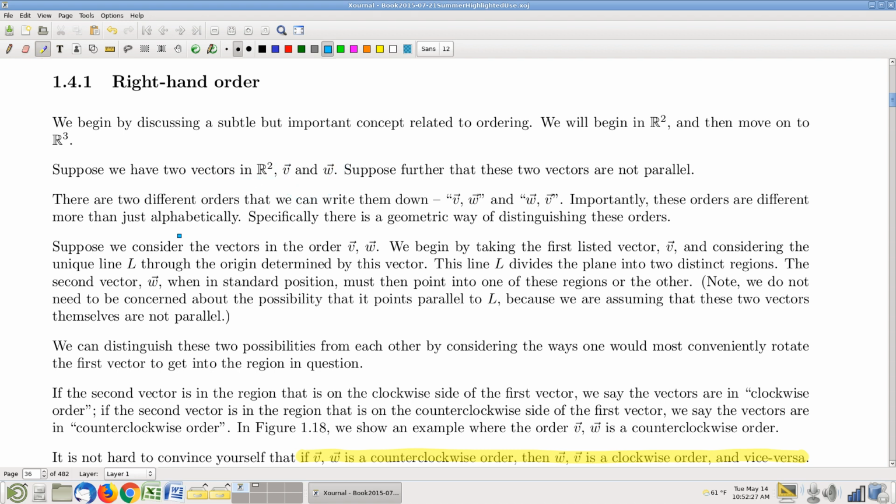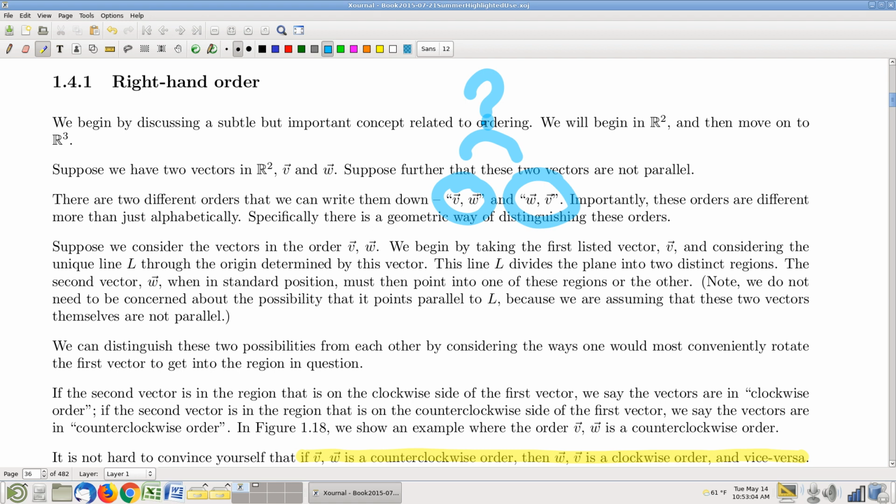And let's suppose I write down V comma W. When I say I write down V comma W, what I mean is I'm making a list of these two vectors, and specifically that I'm writing V first, as opposed to writing down W comma V. So in comparing these two different lists I can make, V comma W versus W comma V, how would I distinguish between these two orders?